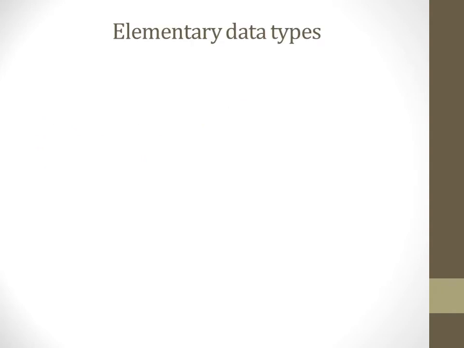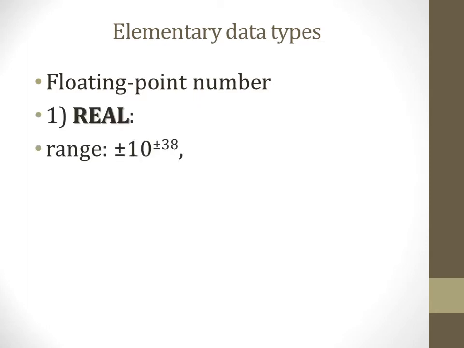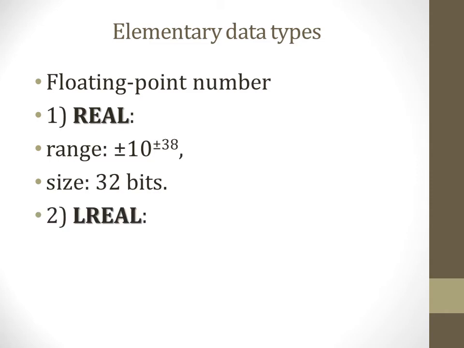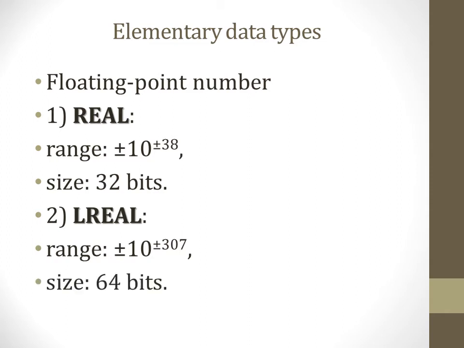The next elementary data type is the floating point number. The data type is real. The range of this data type, as we see in this picture, and the size of this data type is 32 bits. Also, we can use a longer floating point number data type, which is long real. It has a longer range, and the size of this data type is 64 bits.